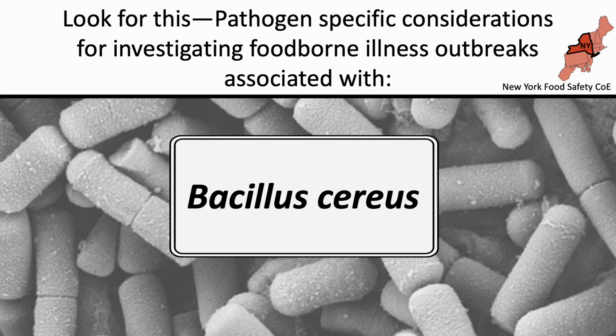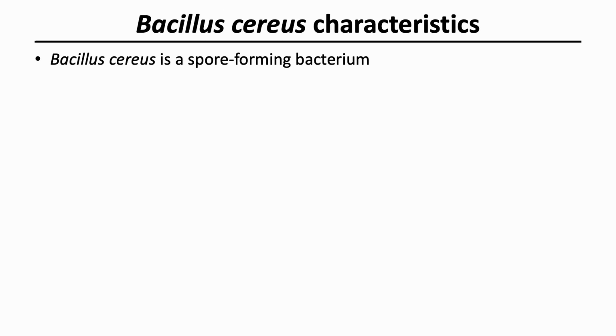Hello, and welcome to our series, What to Look For, where we talk about specific considerations for investigating foodborne illness outbreaks. In this video, we will discuss specific considerations for investigating Bacillus cereus outbreaks. To start, let's go over some of the key characteristics of Bacillus cereus, which we will refer to as the abbreviated B cereus for the remainder of this presentation.